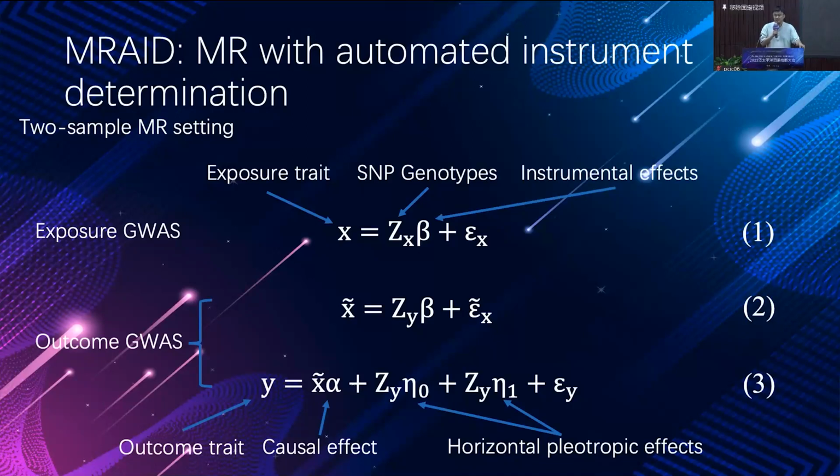But in the outcome GWAS, we do not have the exposure, though we can write a similar equation, equation 2. It links the outcome with the genotypes, where we denote the genotype matrix in the outcome GWAS. Then in equation 3, we decompose the trait Y into the causal effect and the two types of horizontal pleiotropic effects. Here, alpha is the causal effect that we want to test and estimate, and the two remaining terms are the two types of horizontal pleiotropic effects. So this is our modeling framework.